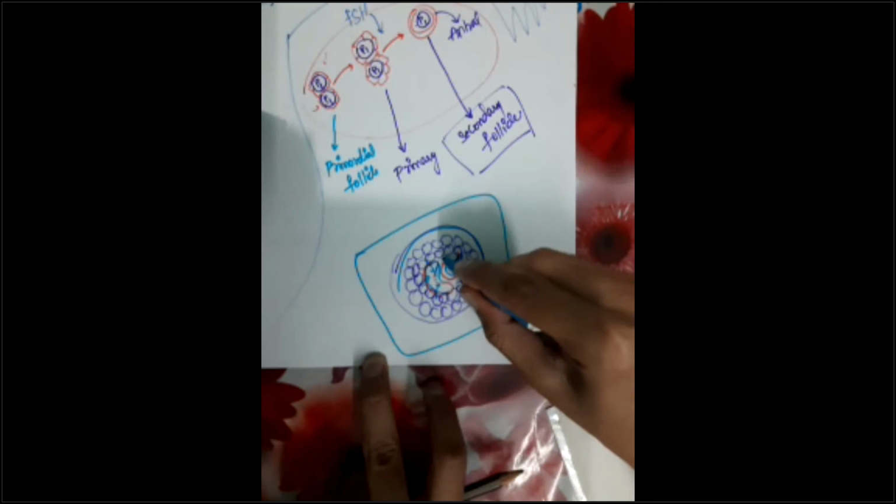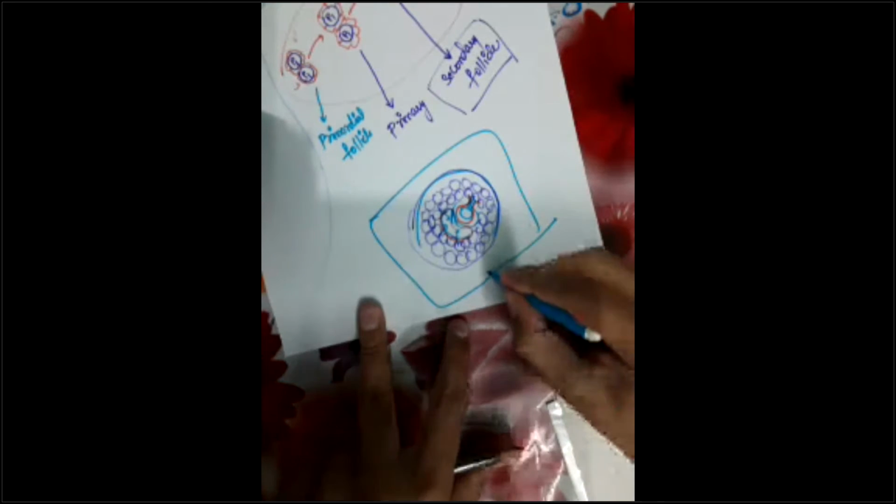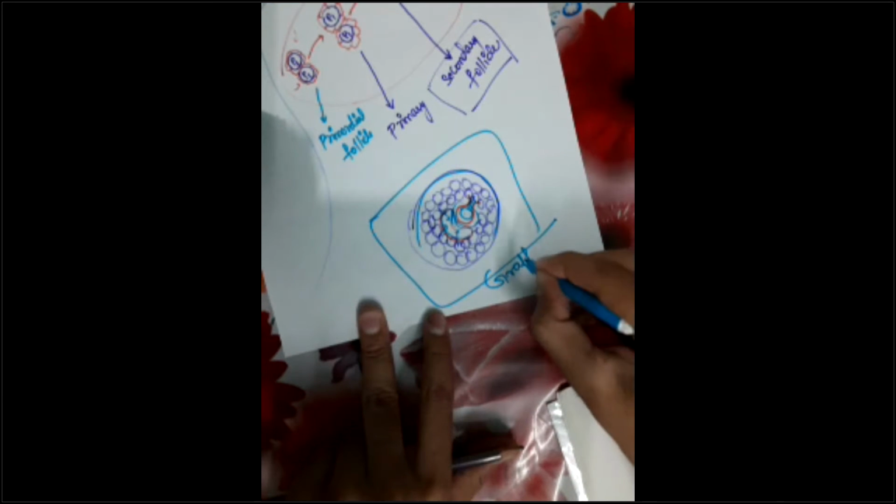It is surrounded by some granulosa cells known as the cumulus oophorus. This entire structure is nothing but the Graafian follicle, guys. What is this known as? The Graafian follicle. So what is the Graafian follicle? The Graafian follicle is one of the developing stages of the follicles.